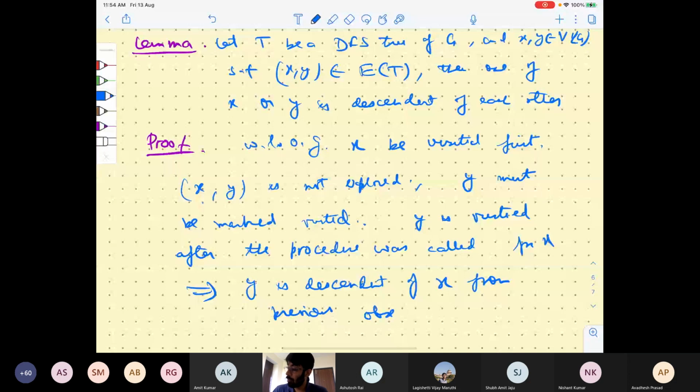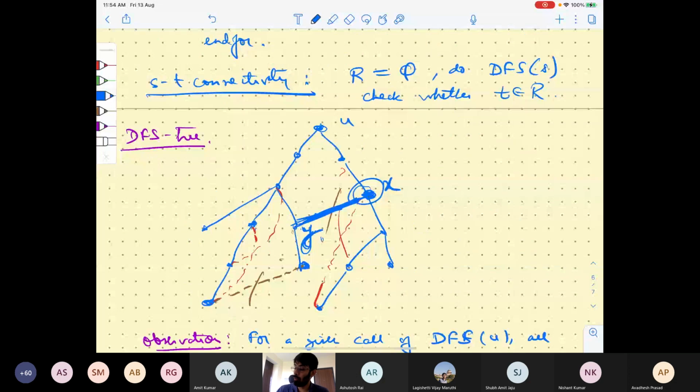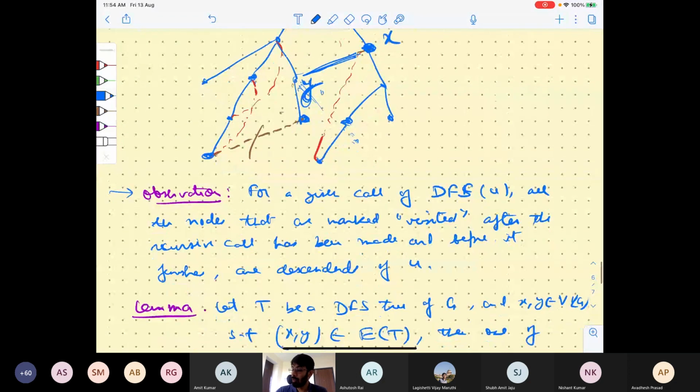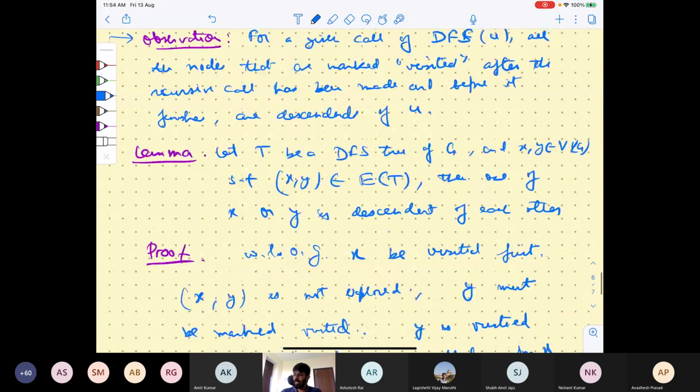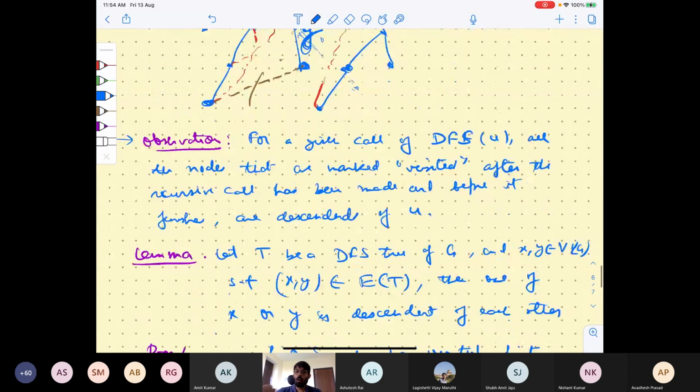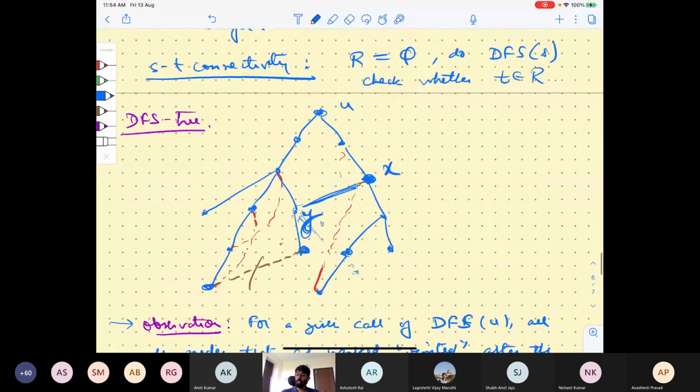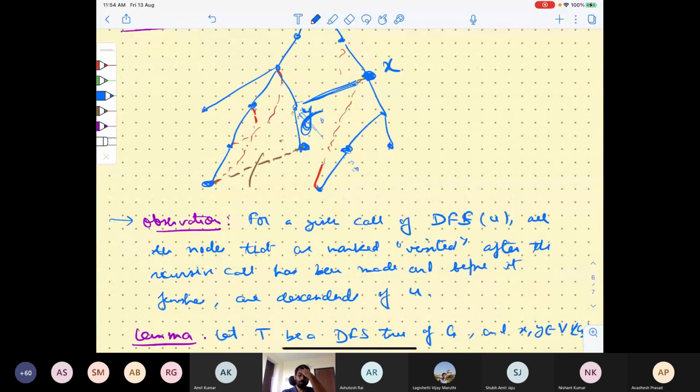So what happened is that we came to x first, and we know that y was not visited before, right? And then we know that this edge was not added. That means that beforehand, some other vertex saw y. But then y has to come under the tree of x, which is what the observation says. That is why y has to be a descendant of x. So this says that you cannot have these cross edges between different components or different branches of the tree.